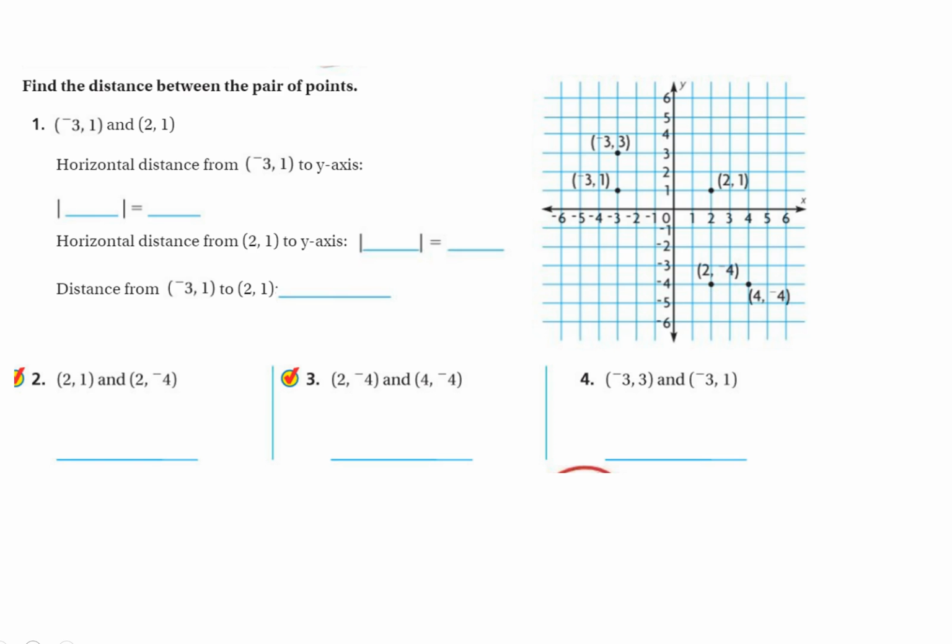Okay, find the distance between the pair of points. So, number one, here's our 2 points. We'll call this point A and point B. Remember, the x-axis is first, then y. It's always x and then y. Okay. So the horizontal distance from -3 and 1 to the y-axis. So again, x and y. And here our y's are the same.